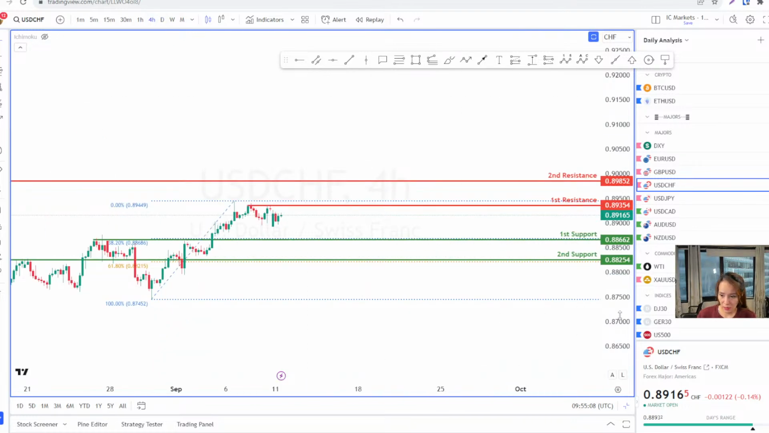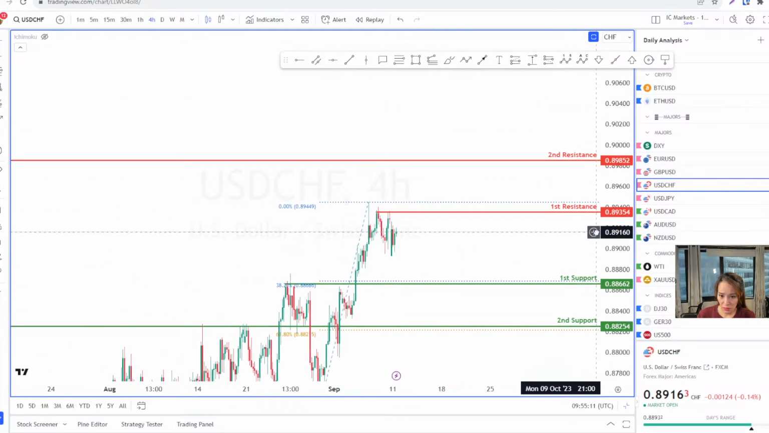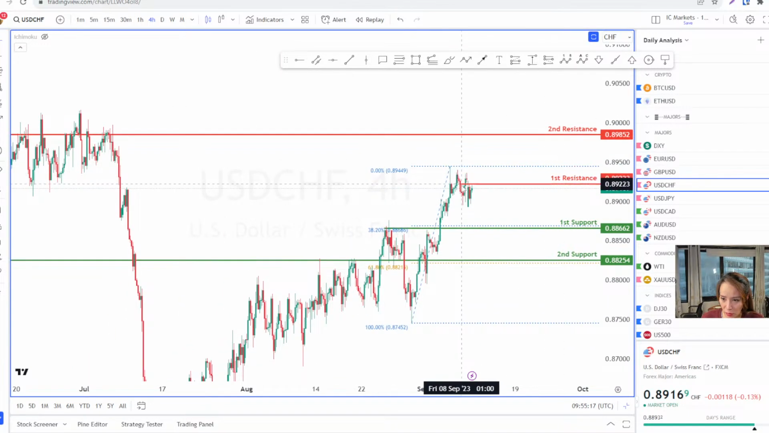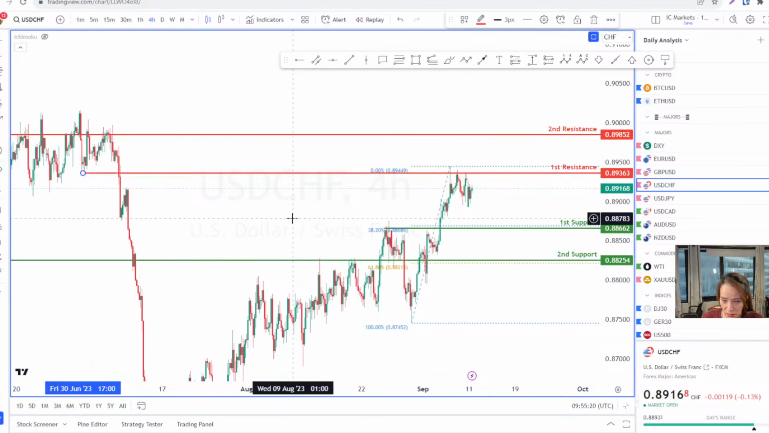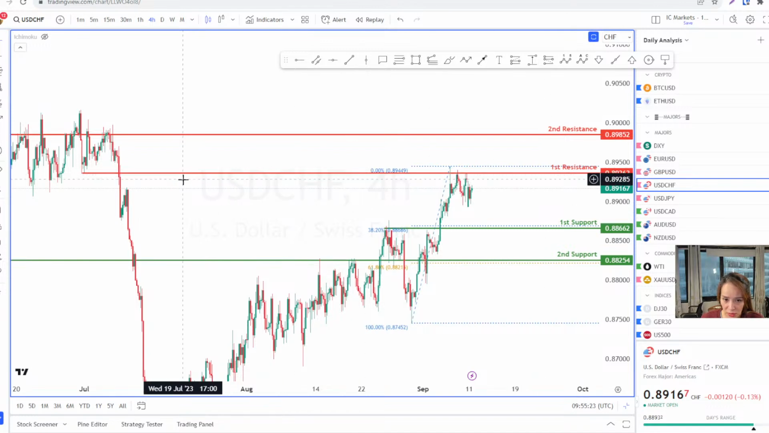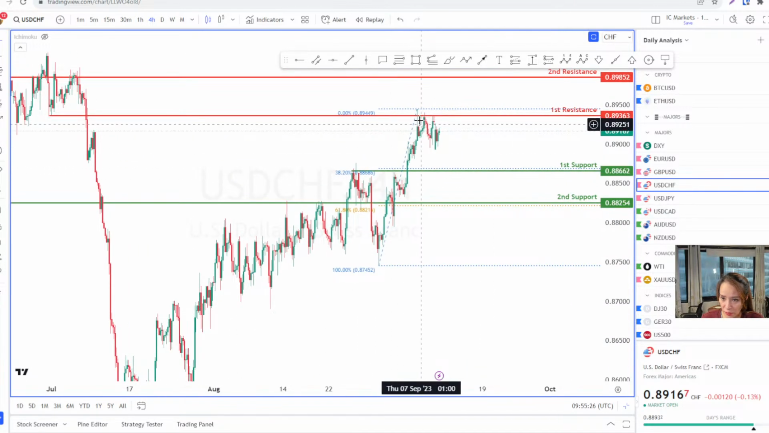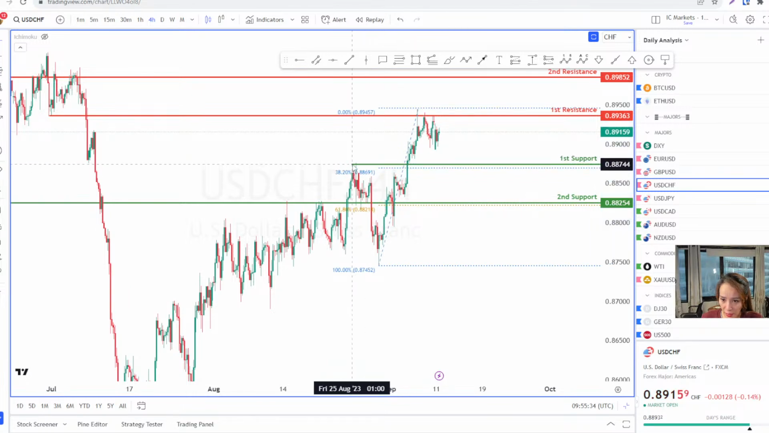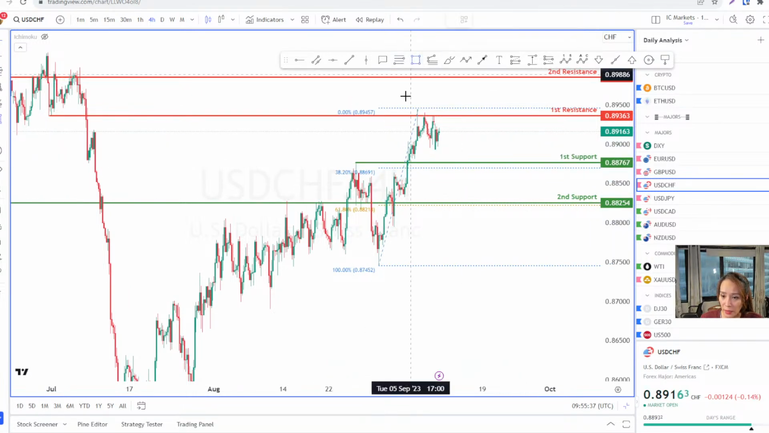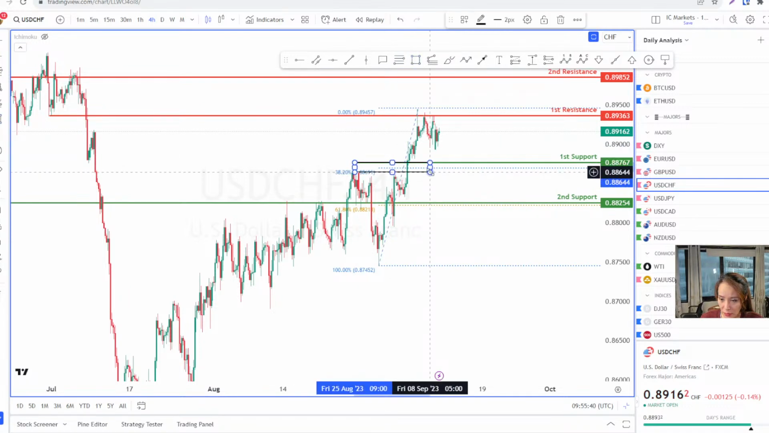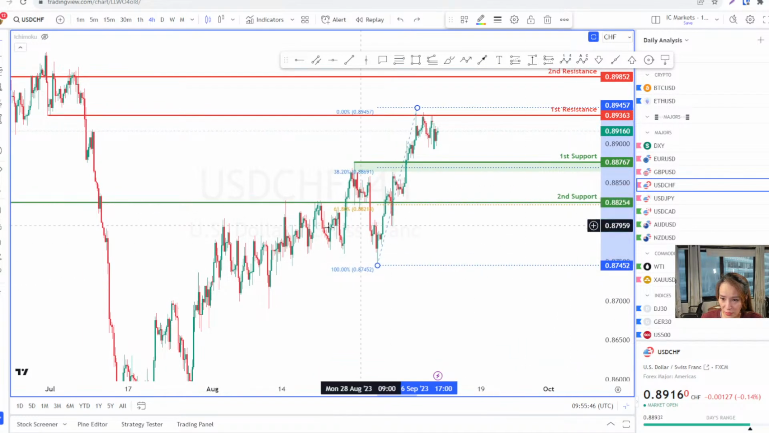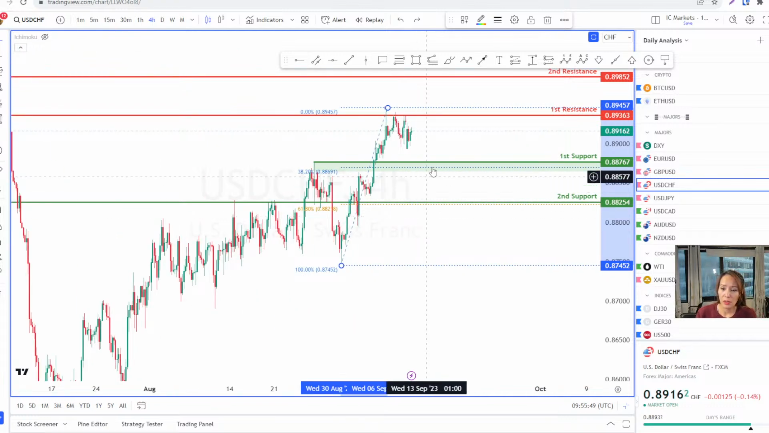Alright, let's look at H1. Sorry, H4. For H4, what you can see here is price could not go above this resistance. First resistance here, and this is support. I pull a retracement from swing high to swing low, and this is my first support, and I highlight the zone somewhere here. We do have a second support, which is 61.8%.